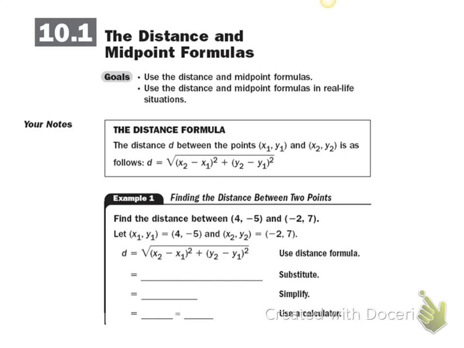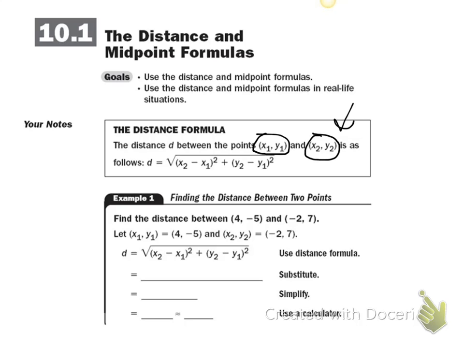In this video, we're going to talk about section 10.1, distance and midpoint formulas. Our first goal is going to be using the distance formula to find the distance between any two coordinates on the coordinate plane. In the following box here, you have the distance formula that is between two coordinates, and the two coordinates are called x1, y1 and x2, y2.